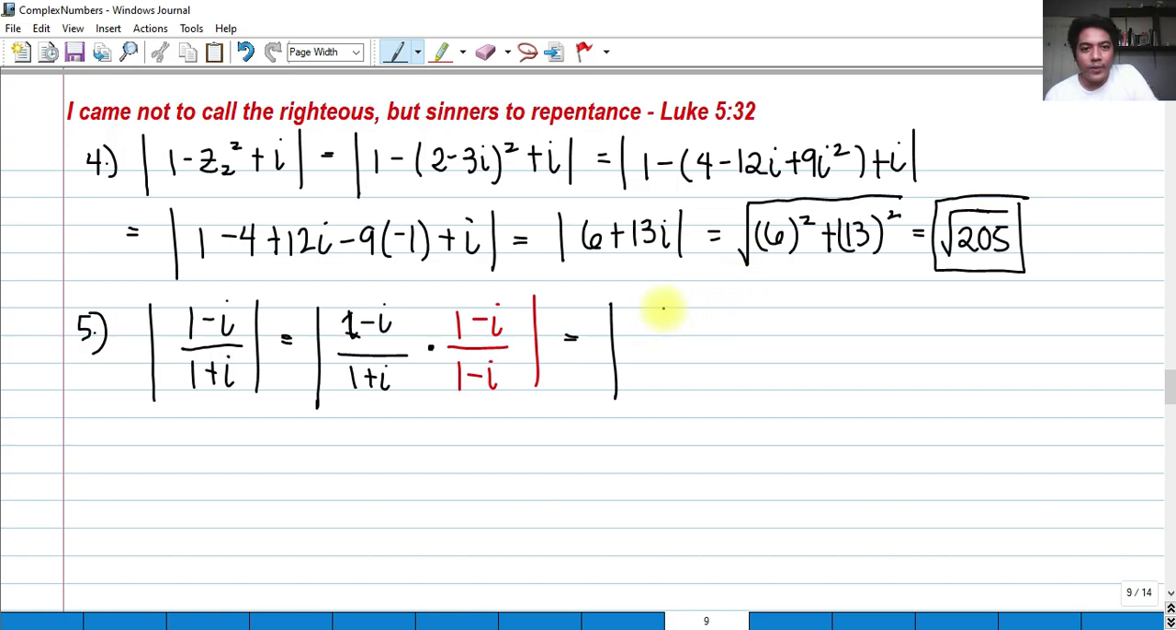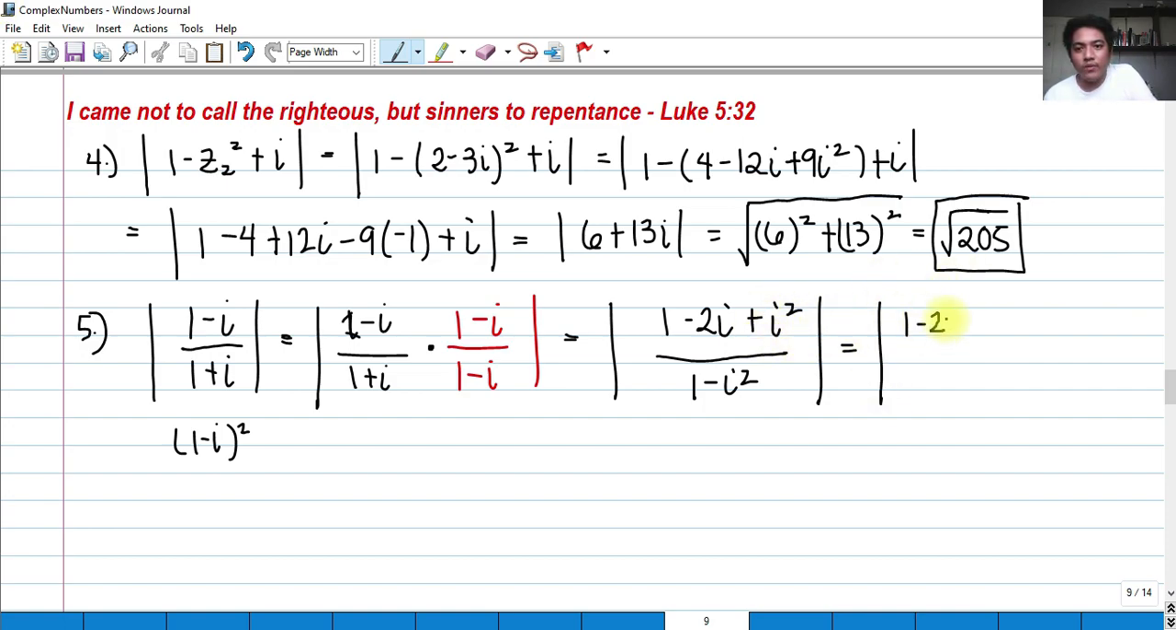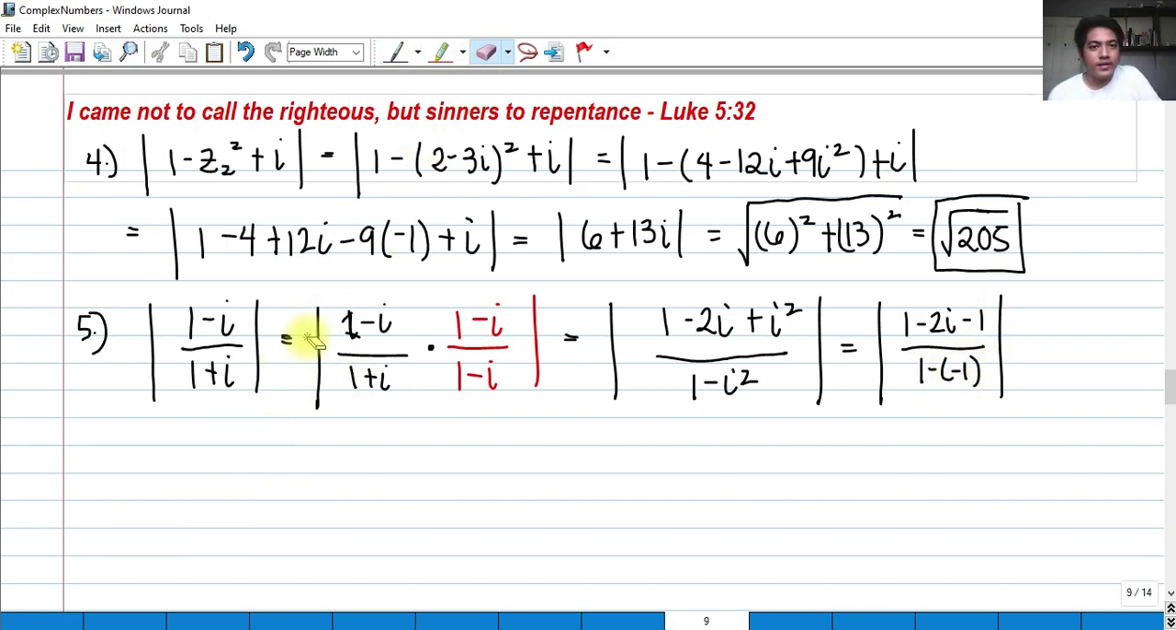Okay, so we have 1, then we have 1 minus 2I plus I squared. We simply expand 1 minus I squared here, which is this. Over this is 1 minus I squared. And then we simplify. We know that I squared is equal to negative 1. So we have negative 1 here. And then we have 1 minus the negative 1. Okay, so what will happen here is that, as you can see, 1 minus 1, this would cancel out.